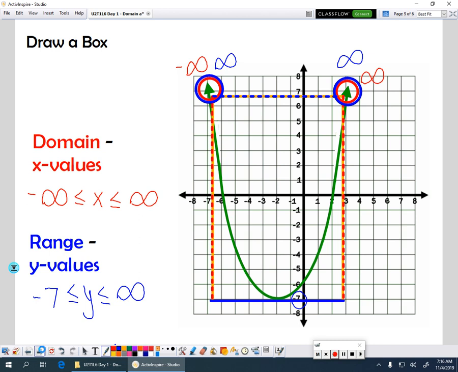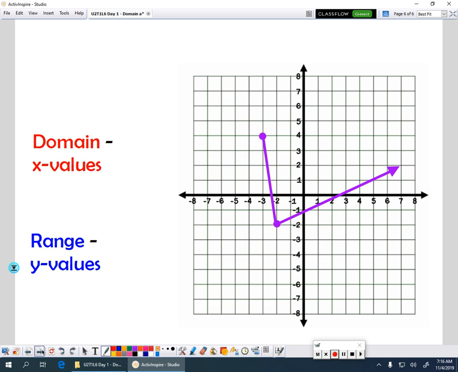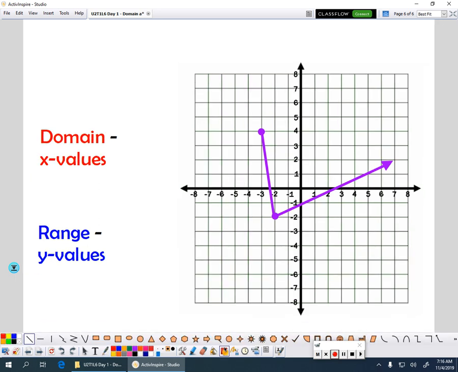All right, one more situation and then you're ready to be on your own. This one is going to be a little bit different because we've got a bunch of different lines here. So we're going to think about our domain first. Our domain is going to be our x value. So we want to find the furthest to the left we are and the furthest to the right we are.